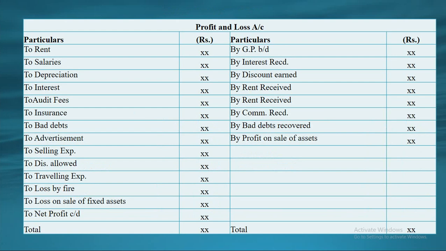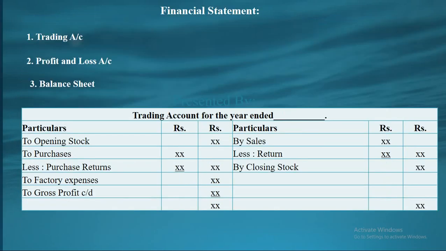Now the next is I have to show you the financial statement. As you know, I discussed before that financial statements consist of three types of accounts. One is trading account, profit and loss account, and the balance sheet. So trading account is the pro forma here. This is the pro forma as you did in your SYJC.